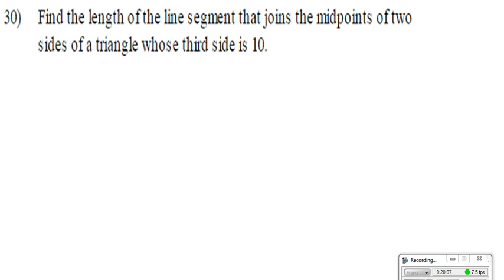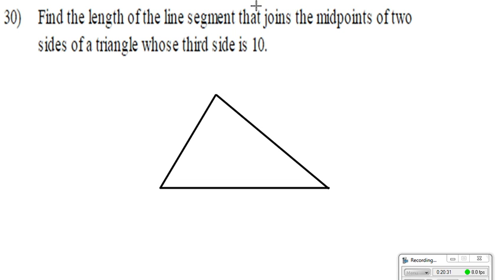Now find the length of the line segment that joins the midpoints of two sides of the triangle, whose third side is 10. So here, if I have to show you the picture, even though we have no idea what kind of triangle we are looking at, this is the midpoint and this is the midpoint. And when we connect them, that is our question mark. While the third side is equal to 10, then this must be half of the opposite side because this is a mid segment. So therefore, our answer becomes 5.